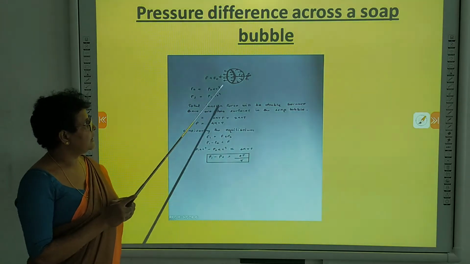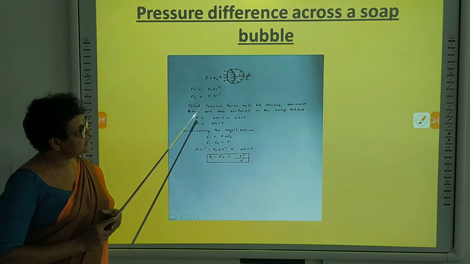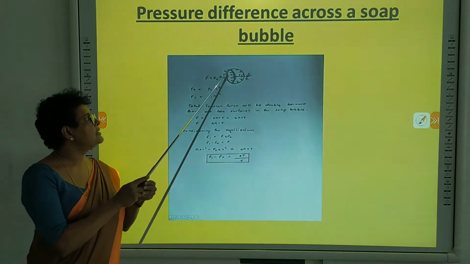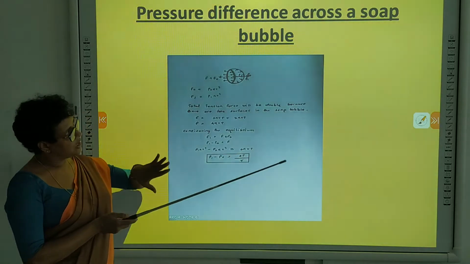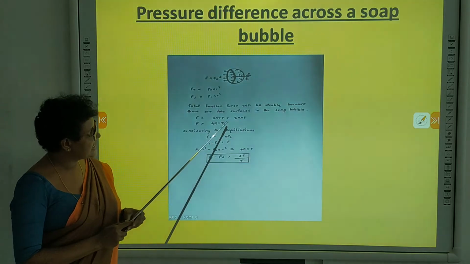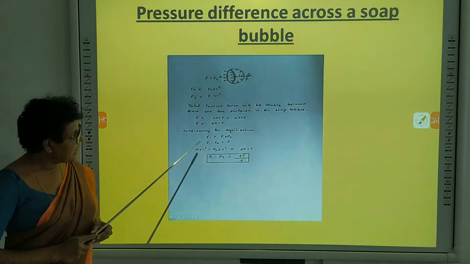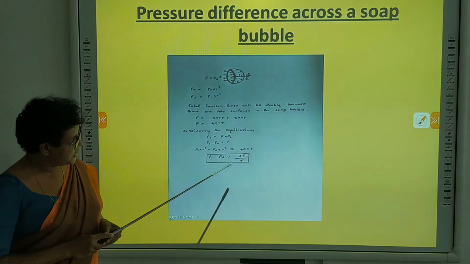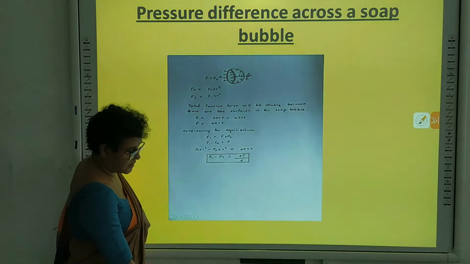If this is a soap bubble, F0 will be the same, F1 will be the same, but the tension force is different. Since this is a soap bubble, we consider 2πr times, because there is soap inside and soap outside. So we get 2πrT plus 2πrT, altogether 4πrT. Applying this to the equation, the pressure difference across a soap bubble is 4T over R, where R is the radius of the bubble.